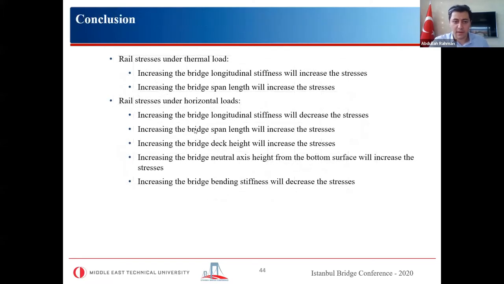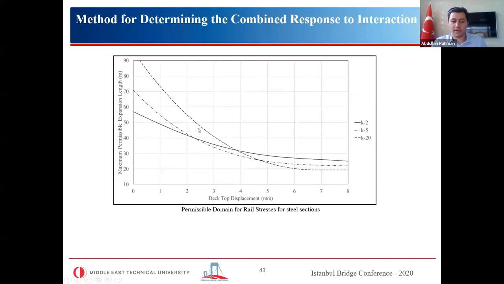If you have a bridge structure, for example a 30 meter bridge span, at the preliminary design stage you want to check whether your bridge is okay with track structure interaction. In a very simple calculation, you can calculate the deck top displacement. For a 30 meter bridge span, if you have calculated around 2 millimeter top deck displacement, you will come to here.